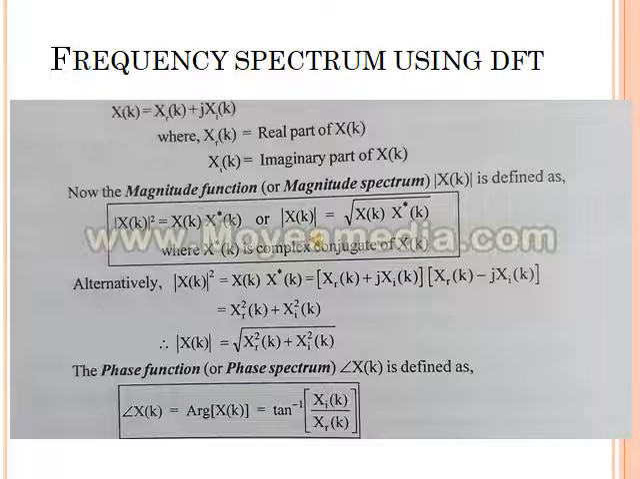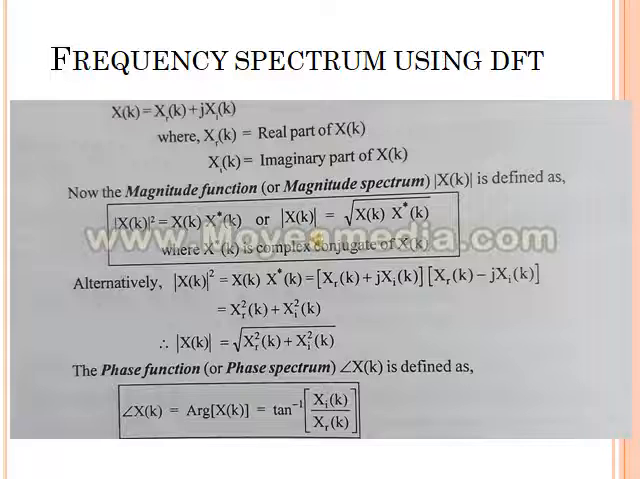Frequency spectrum using discrete Fourier transform. Now, when we convert the signal from time domain, that is x[n], to capital X[k], we have X[k] in the form of frequency. We are transforming the signal from time domain to frequency domain. In the time domain the signal is discrete, and in the frequency domain also the signal is discrete.